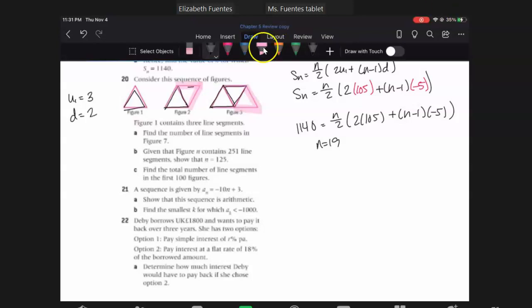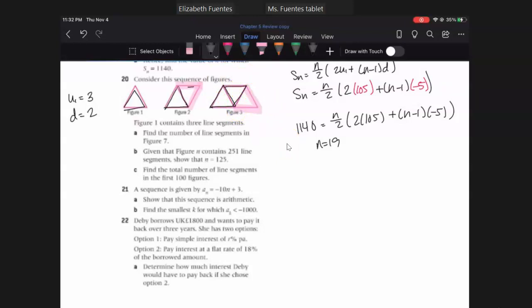You're always adding 2. So you have 1, 2, 3. You have 1, 2, 3, 4, 5. 1, 2, 3, 4, 5, 6, 7. So you're always increasing by 2. So if we want to figure out the line segments in the 7th figure, I can use my u of n. Now it's not asking for a total. It's just asking how many lines does the 7th one have individually. I'm going to use my u of n formula, and I want to find the 7th one.